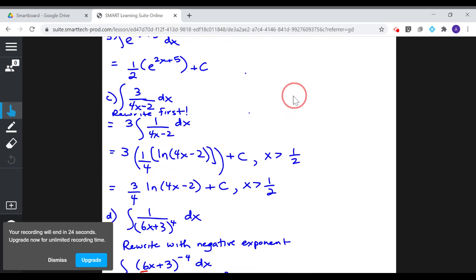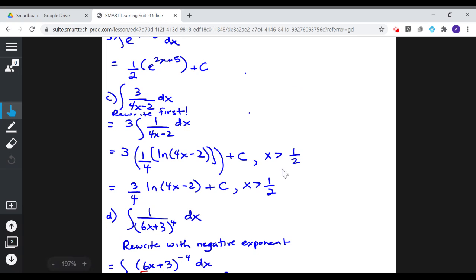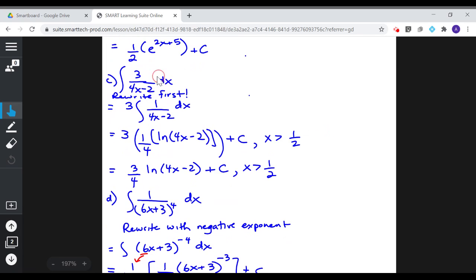Okay, last, let's look at one more together. So we have the integral of 3 over 4x minus 2. One trick would be to rewrite this as 3 times 1 over 4x minus 2. Then I can bring that 3 outside of the integral sign. The integral of this would be ln of 4x minus 2 times 1/4, and that'd be multiplied by 3, and I'd have to include that plus c.